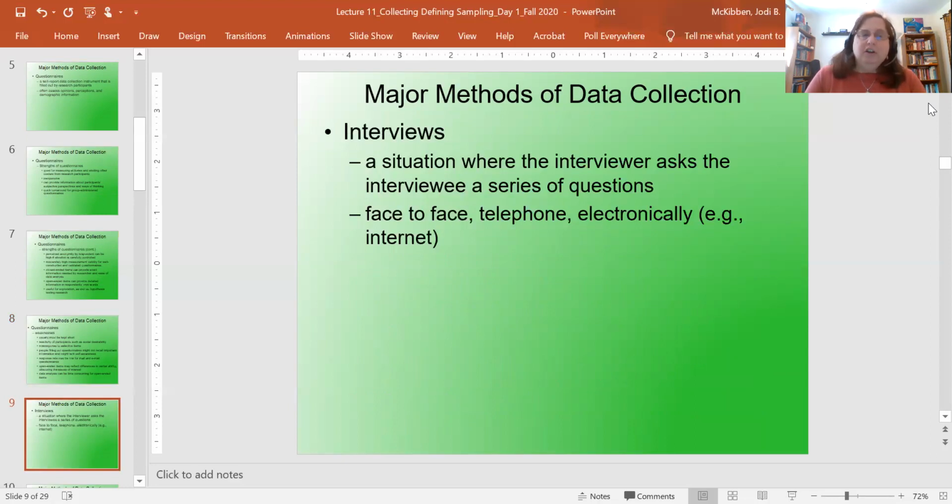Let's talk a little bit about interviews. This is a situation where the interviewer asks the interviewee a set of questions. This can be face-to-face, telephone, electronically, internet, whatever you like. Some interviews can be highly structured. Some interviews will be far less so. One of my favorite interviews is called the Structured Clinical Interview for Diagnosis, or SCID. And this was created some years back by Michael First.